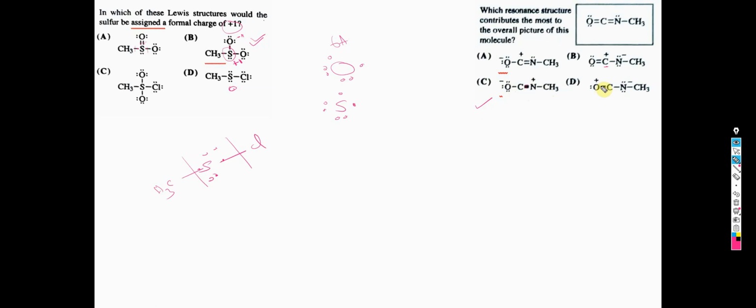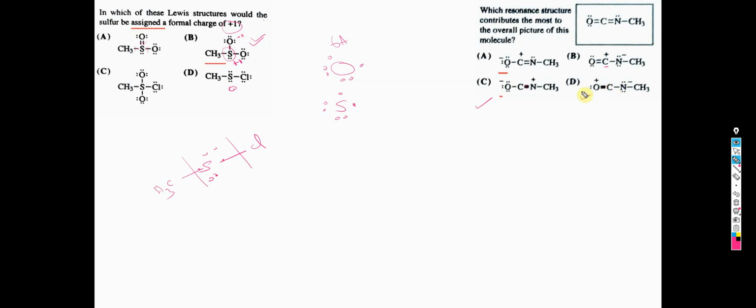Oxygen here has an octet but a positive charge. Carbon has an octet. Nitrogen has an octet: 1, 2, 3, 4, 5, 6, 7, 8. And obviously this carbon is going to have an octet because it has 3 sigma bonds with hydrogen and 1 sigma bond with the nitrogen. So this is also a structure that has an octet on all the atoms.